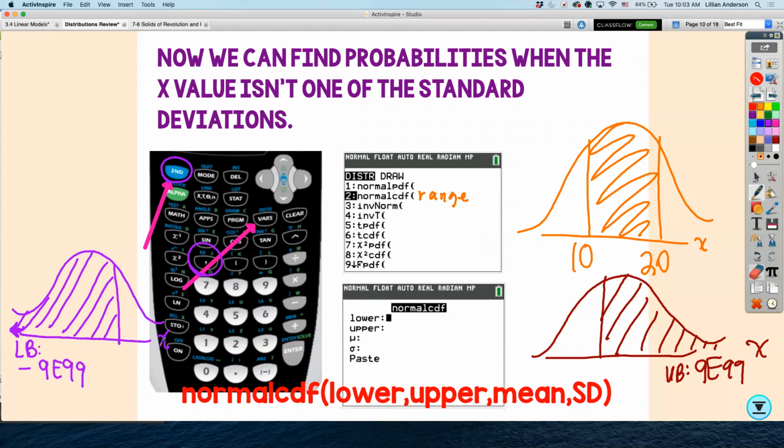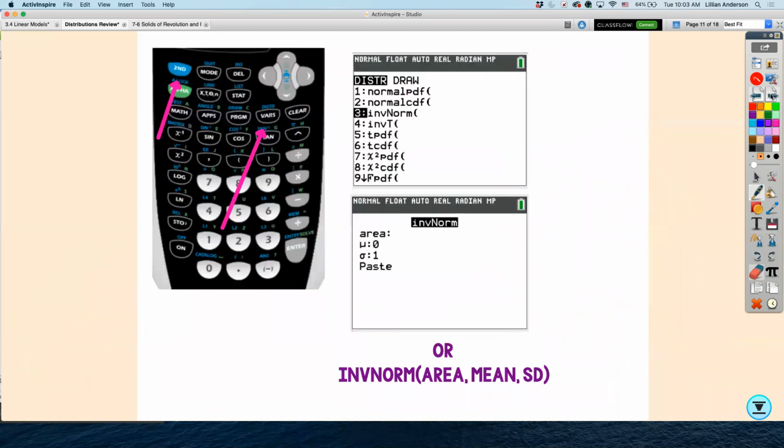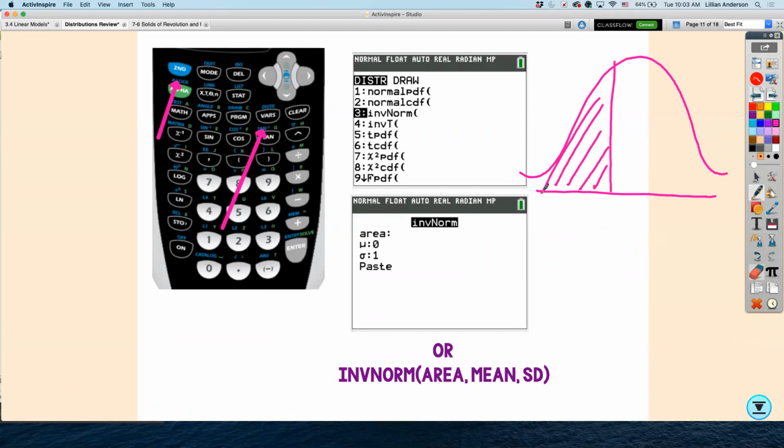You use normal CDF to find probabilities. So essentially the probability underneath your curve from one value to another value. Inverse norm is what we use whenever we are trying to actually find an x value. In these particular situations, you were told that the area less than some x value was 25%. Like we already knew what the probability was. We were looking for the x value. That's when we would use inverse norm.